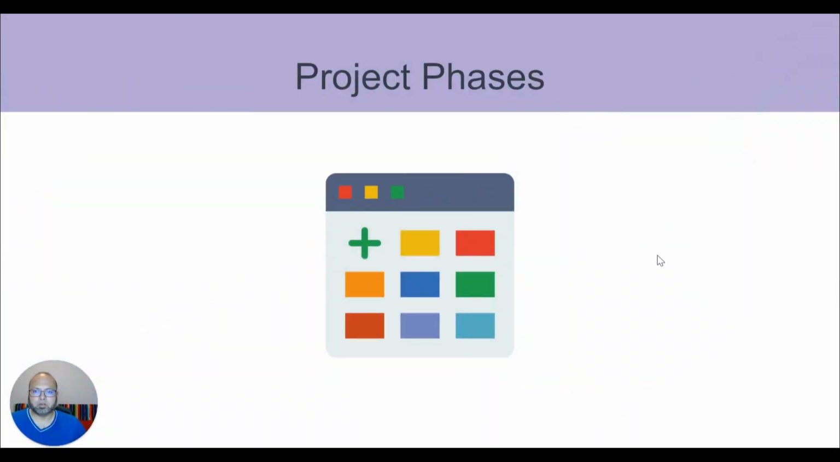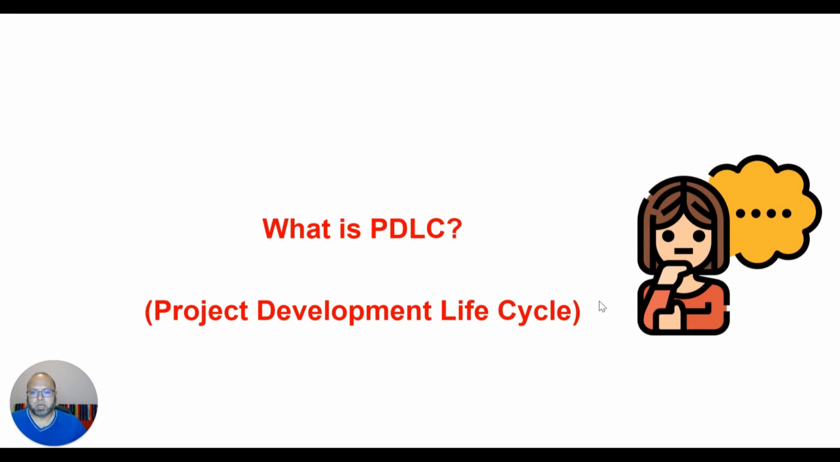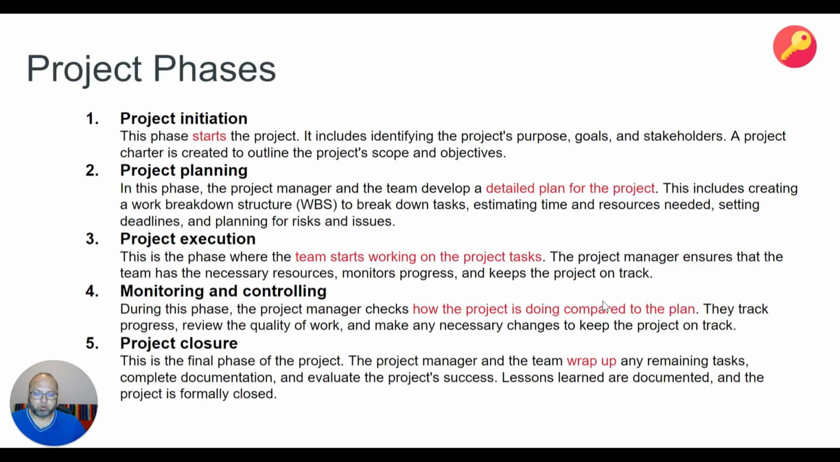So what are the phases of the project? Well, what is a PDLC, Project Development Life Cycle? It is a set of phases that a project goes through, and we have 5 of these. Every project must go through initiation, i.e. the start of the project. It identifies the project's purpose. Like, what are you trying to build? Remember the definition of project? What is the purpose? What are you trying to achieve at the end of it? And who are the stakeholders?